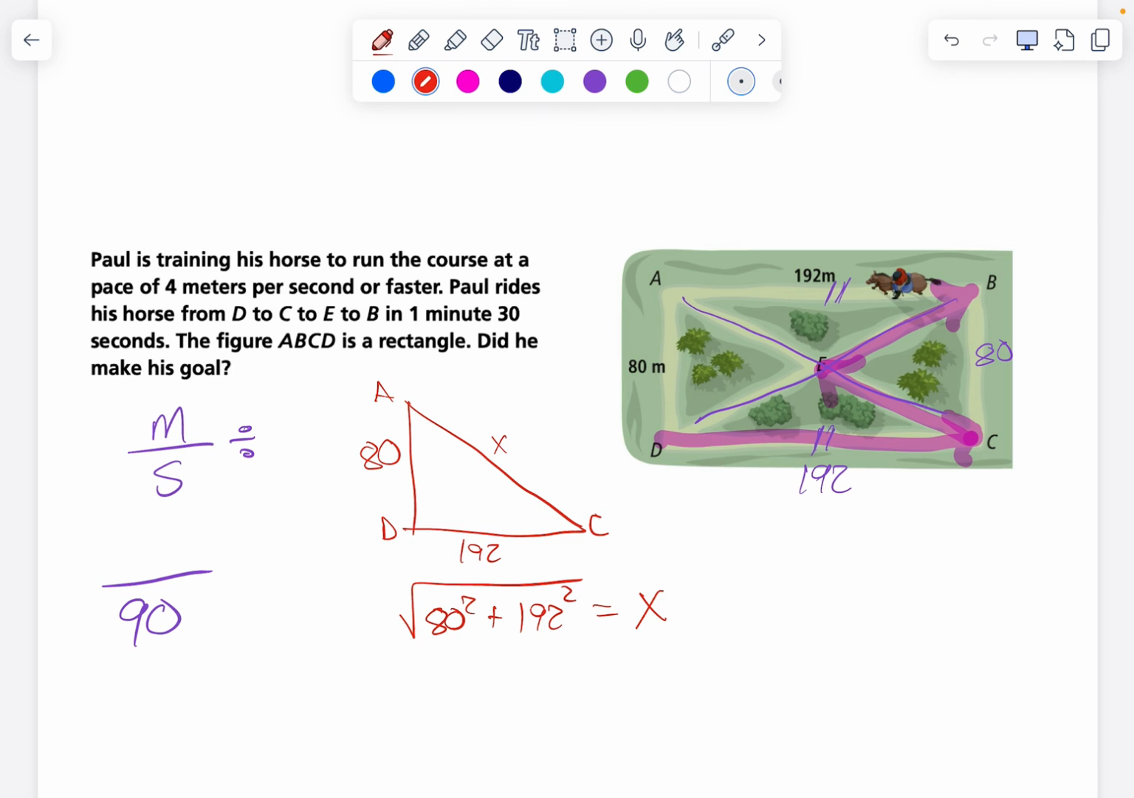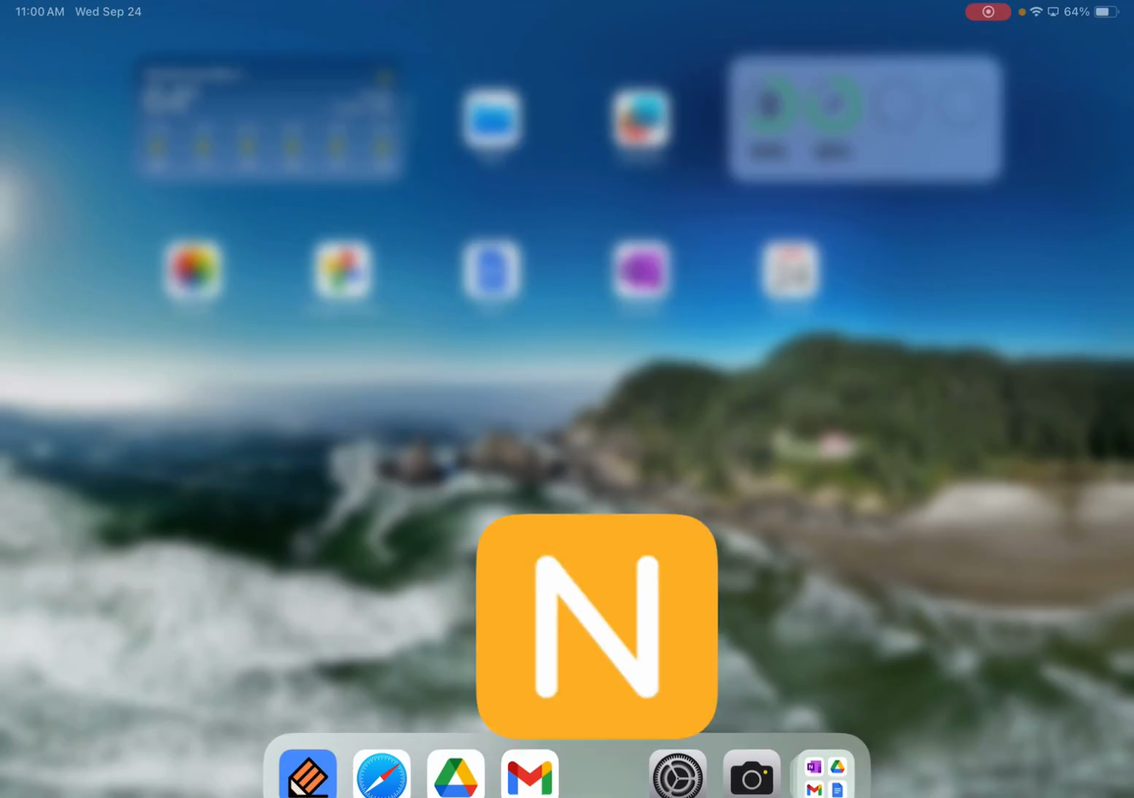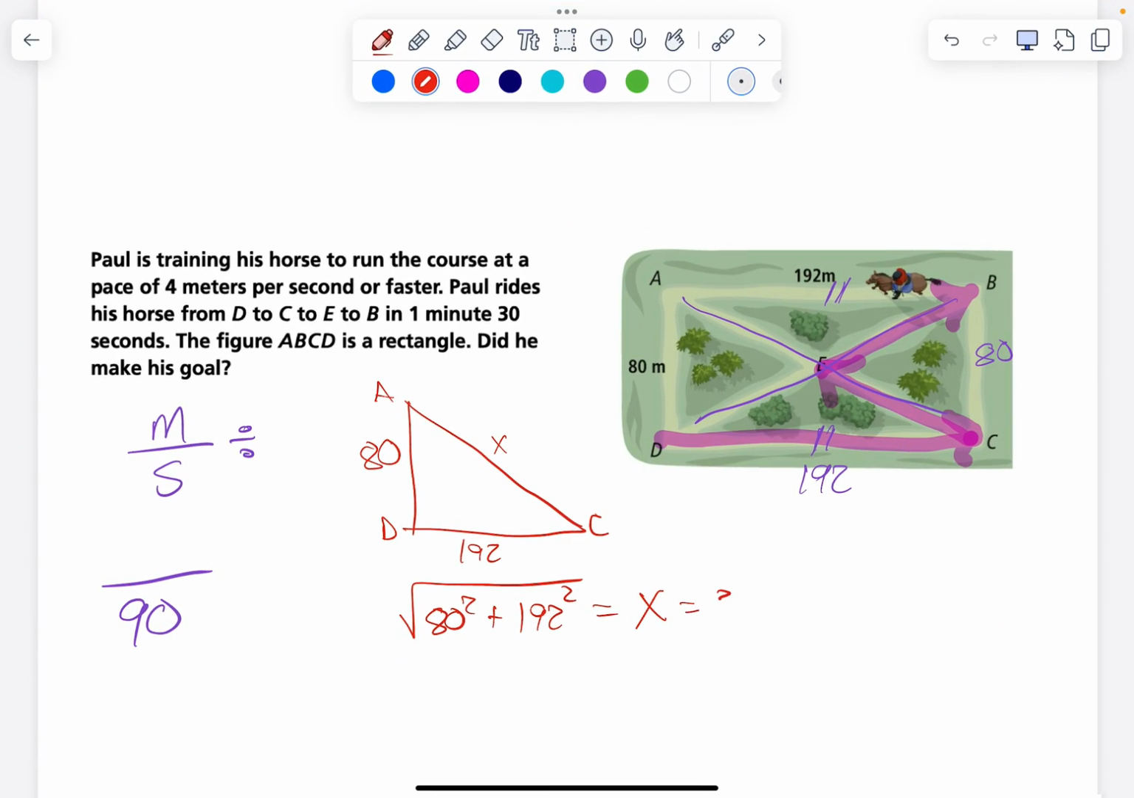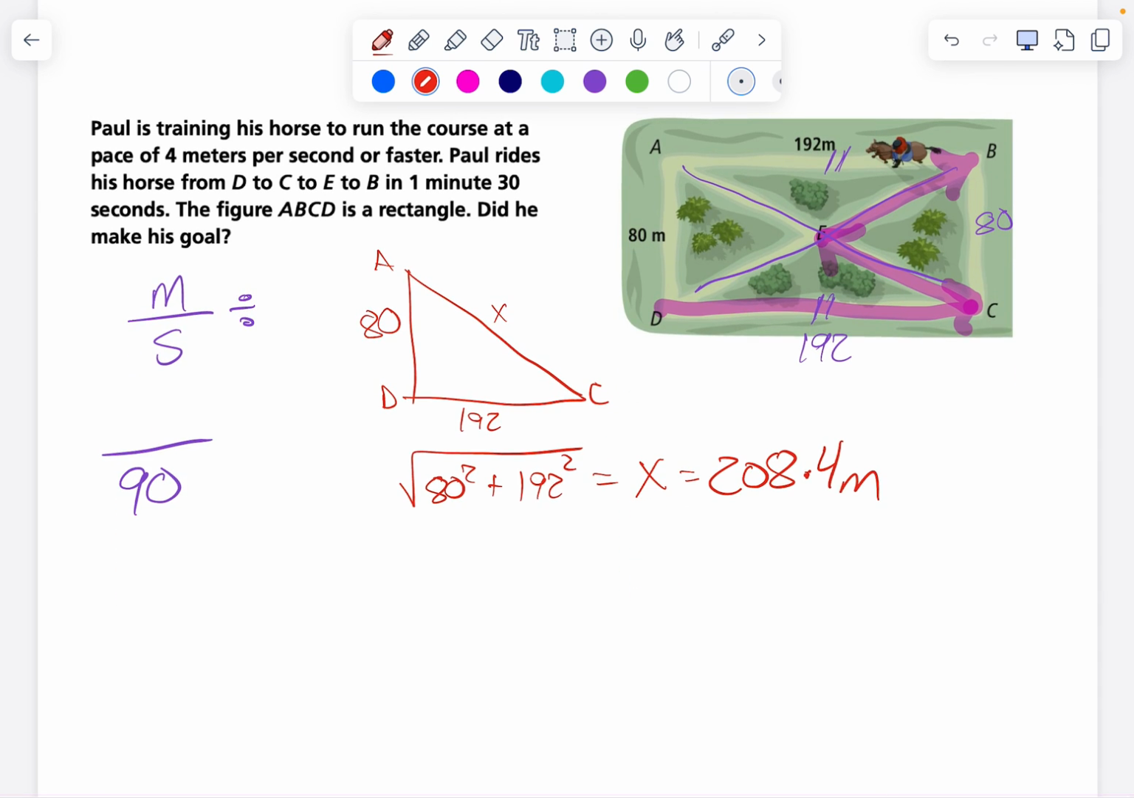So Pythagorean theorem, a squared plus b squared equals c squared. We don't want c squared, we want c, so we'll square root this, and we'll go square root of 80 squared plus 192 squared gives us 208.4. And what's the unit on that? This is a story, so we need a label. That's meters. Okay, that is the whole length of AC.